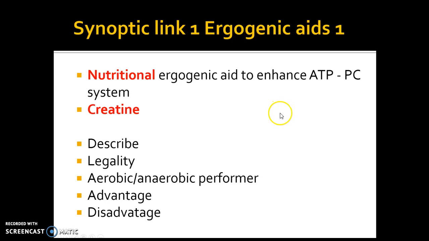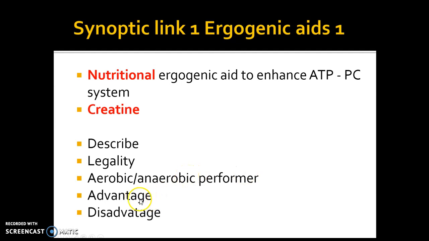So it's not your real PC, it's artificial PC, which you're putting into your body, which will increase the amount of PC in there, in the muscle cell. Now, it's legal, okay? And on top of that, it is only really used by anaerobic performers who need real high strength and speed.